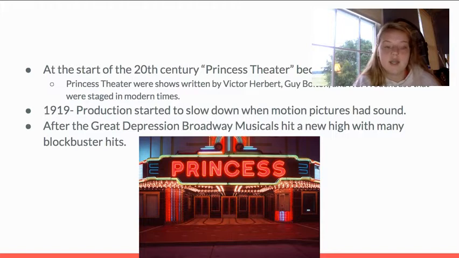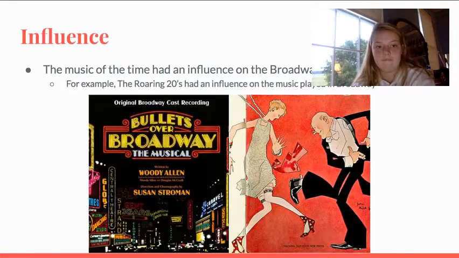More history. At the start of the 20th century, Princess Theater became popular, and it was shows written by Victor Herbert, Guy Bolton, and P.G. Wodehouse that were staged in modern times. In 1919, production started to slow down when motion pictures had sound, but after the Great Depression, Broadway musicals hit a new high with many blockbuster hits.